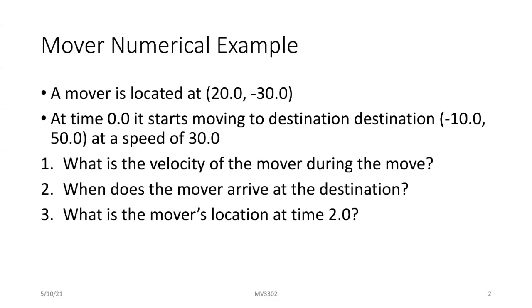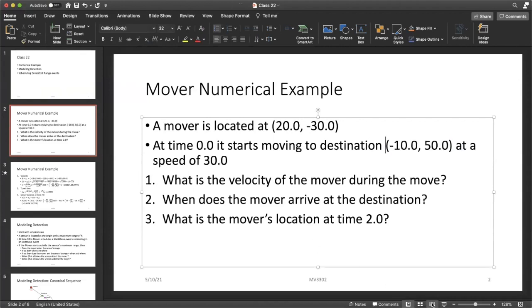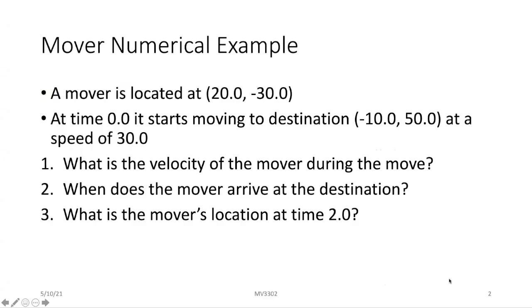But what is the velocity, and is the model doing it correctly? So let's just look at a simple numerical example. Suppose we have a mover located, just arbitrarily, at coordinates (20, -30). At time 0, it starts moving to a destination. We'll pick the destination as (-10, 50), at a speed of 30.